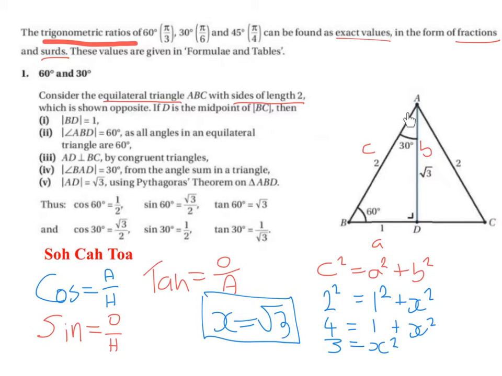So again, tan is equal to opposite over adjacent. The opposite is 1. The adjacent is root 3. So tan of 30 is equal to 1 over root 3.